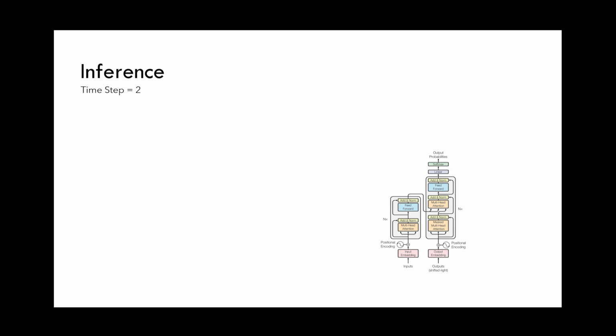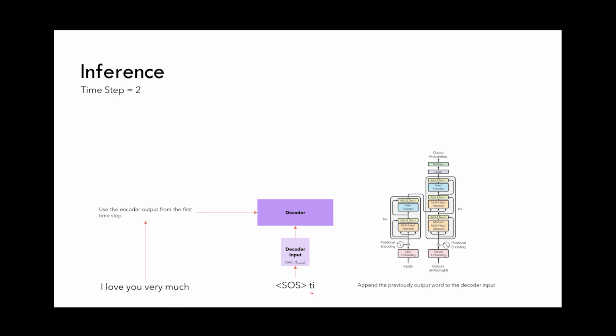At time step 2, we still have the same input English sentence, but we don't need to recompute the encoder part, because nothing changes. Our sentence is still "I love you very much." So the output of the encoder, because we are doing inference, will be the same. We can reuse the output from the last time step. We append the last output word, so ti, to our decoder input, and then we build the input for the decoder block and feed it along with the encoder output from the last step, which we didn't recompute again.